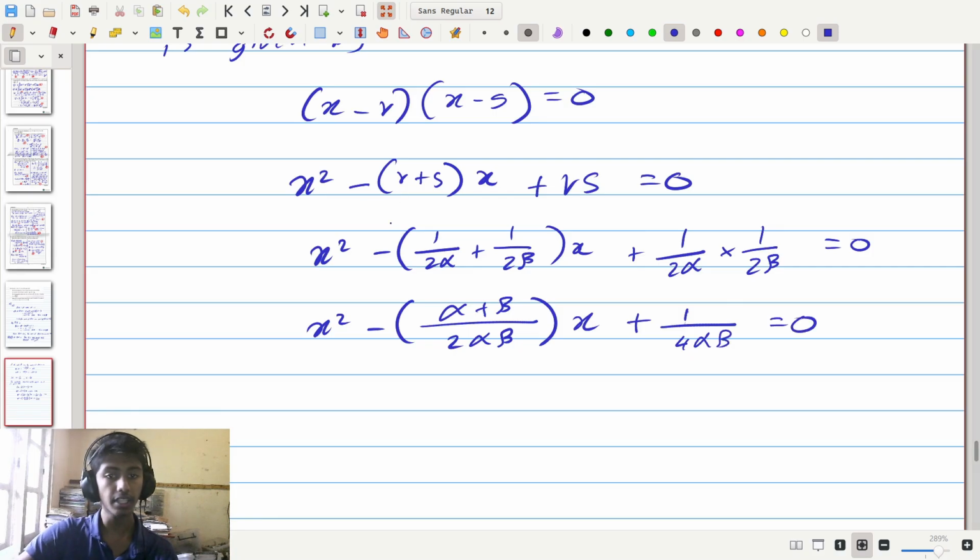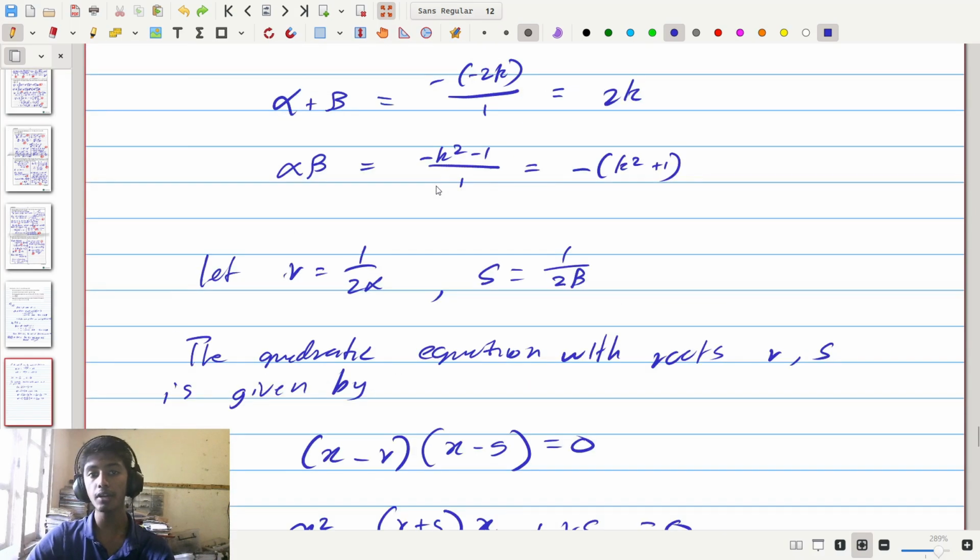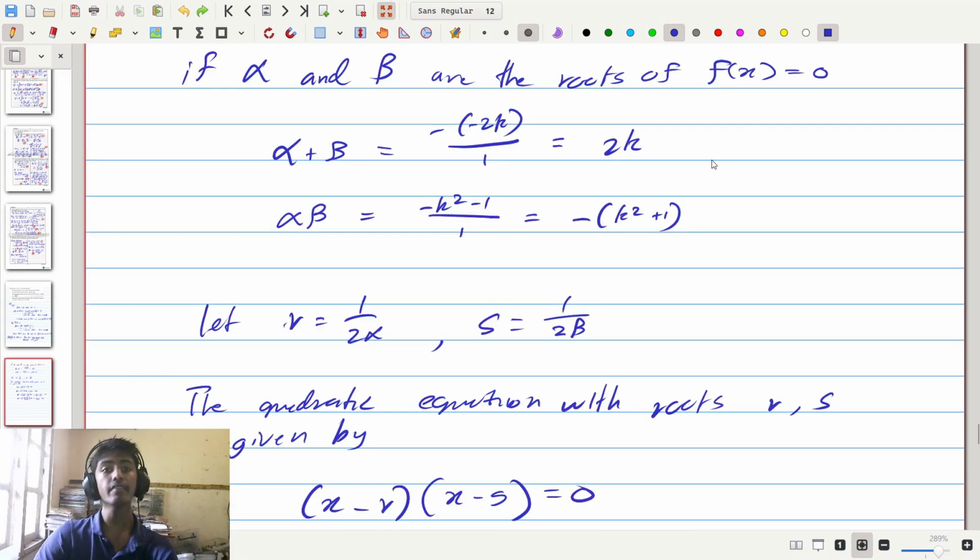Now, you can see that this formula contains alpha plus beta and alpha beta. And we know that we have already found alpha plus beta and alpha beta, and we can directly substitute them into here, which is exactly what we're going to do.